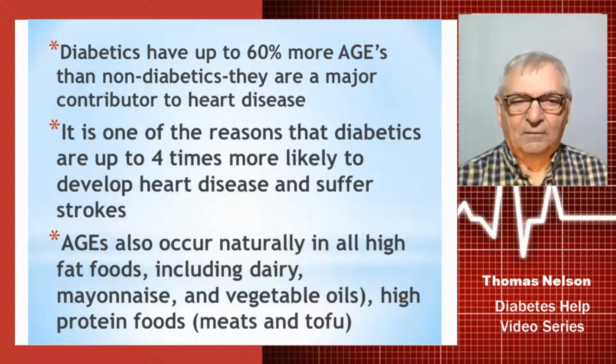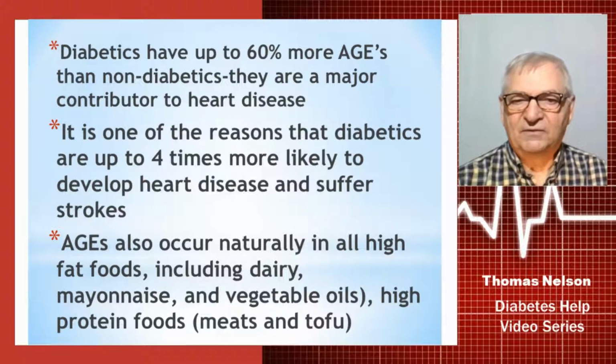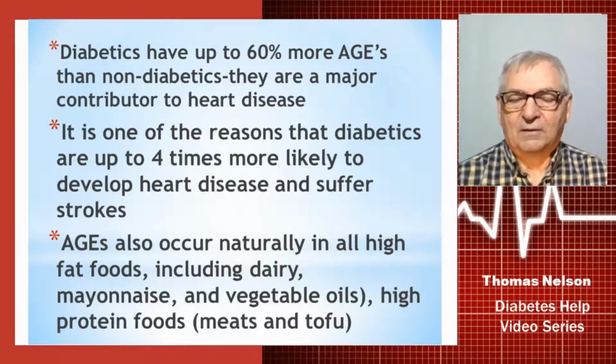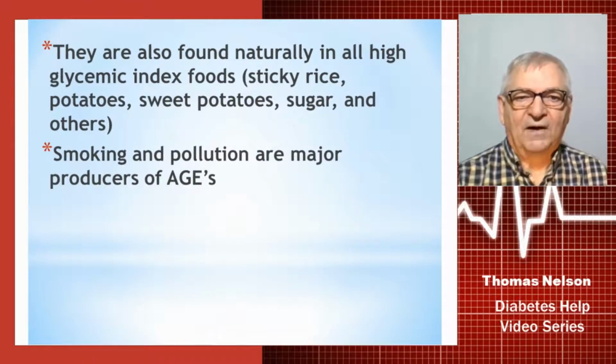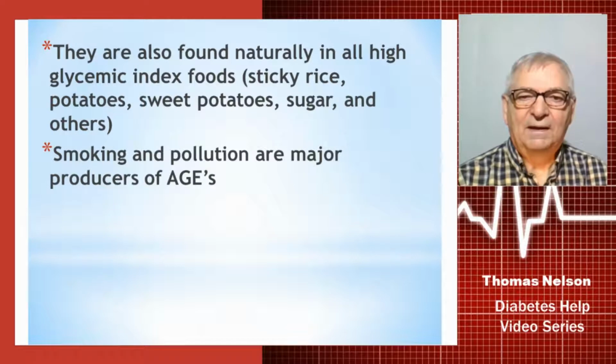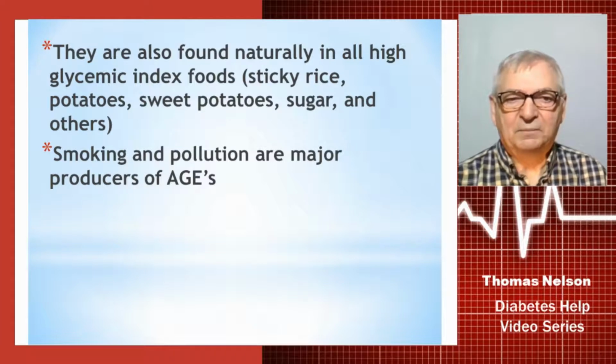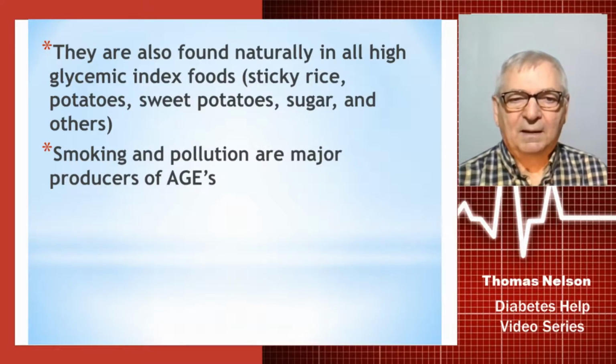So AGEs also occur naturally in all high-fat foods, including and especially dairy, in mayonnaise, and vegetable oils. Remember, it's the vegetable oils that are used for deep frying. It's also high in high-protein foods like meats and tofu, especially if the meats are cooked on a grill or broiled or fried. So they're also found naturally in all high glycemic index foods, even more so than the glucose issue that we talked about earlier. We're talking about things like sticky rice, potatoes, sweet potatoes, sugar, and others, especially wheat. So smoking and pollution are also major producers of those AGEs.